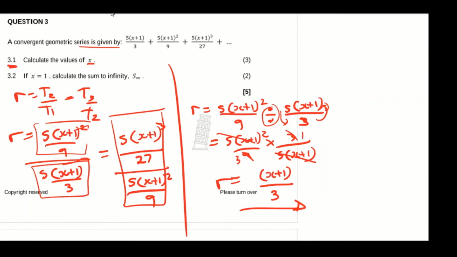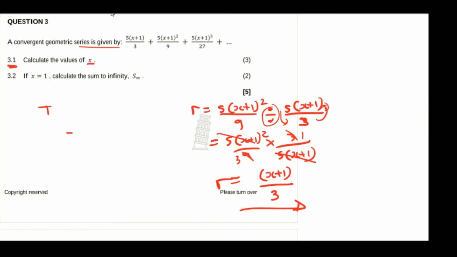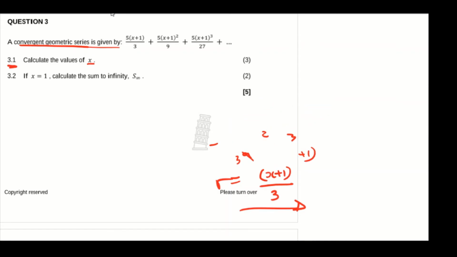Anyways, let me take this one here. So we have our common ratio. We're still not done. We need to identify the value of x, right? And we were told that this is a convergent geometric series, right? So what does that mean? It means the following. Let me write it down. If it's a convergent geometric series, it means that r lies between -1 and 1, right? So what is our r? It's (x+1) over 3, and it's greater than -1 and less than 1.